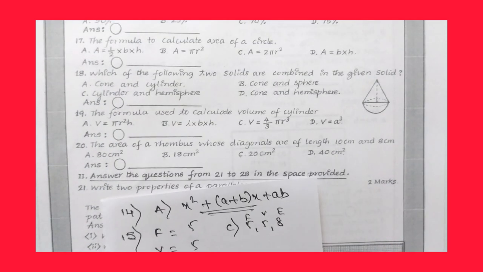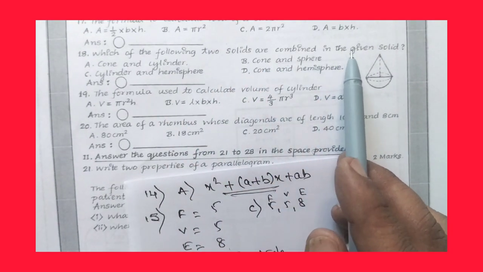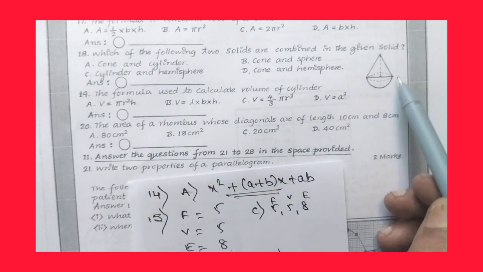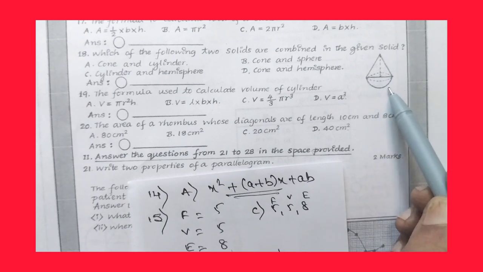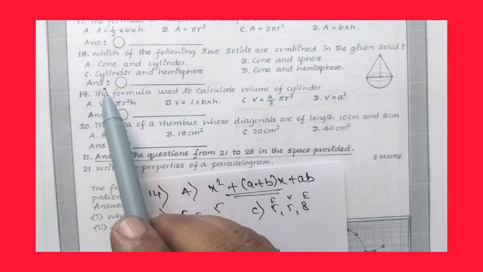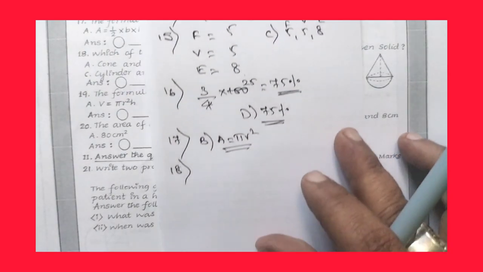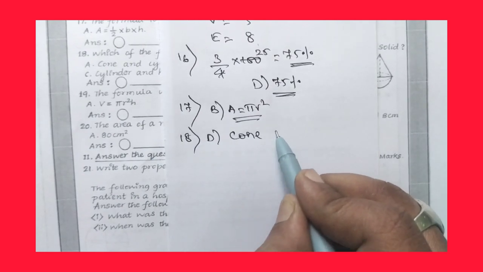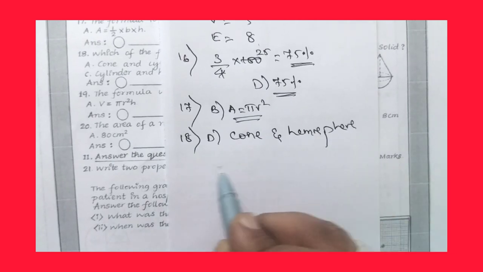Now let us move to the 18th question. Which of the following two solids are combined in the given solid? Look at which two solids are combined here. At the bottom there is a hemisphere, and at the top a cone. So there is one cone and one hemisphere. The right answer is option D, a cone and a hemisphere, with the cone at the top and the hemisphere at the bottom.